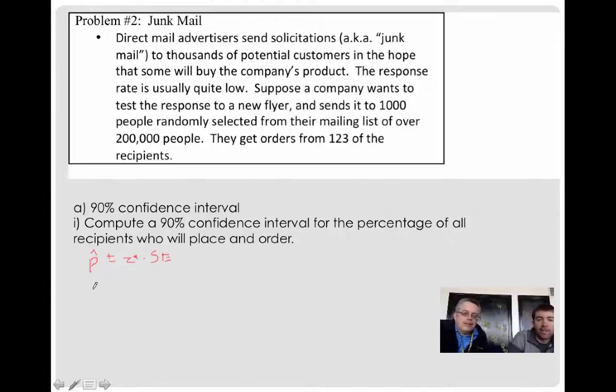So our p hat is 123 out of 1,000, 0.123, or 12.3%, plus or minus. We want 90% confidence. In class, when we did this, z star equals 1.645 worked. That's the magic number to make it work out to 90%. Then maybe down here we can figure out the standard error. Actually, I'll do it up here.